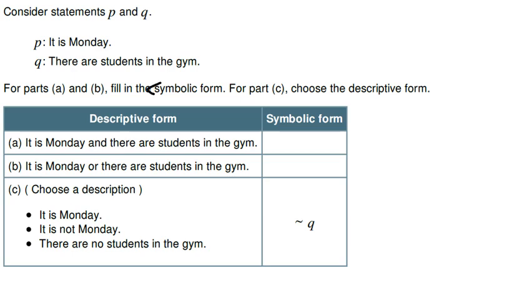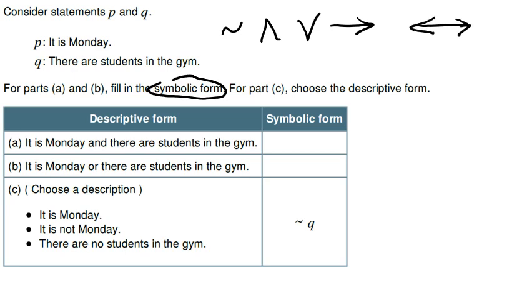So symbolic form means work with the letters and work with either the negation, and, or, if then, if and only if. In other words, we're getting rid of the context of the statement. And that's what we do in math.